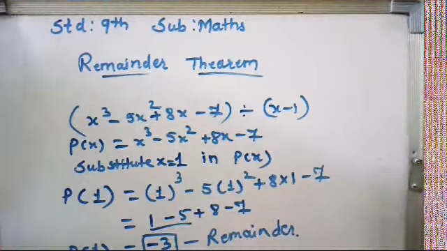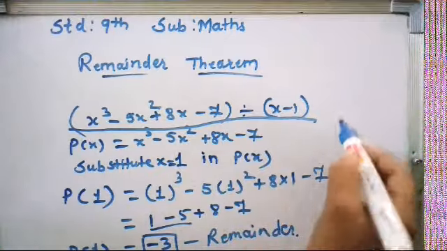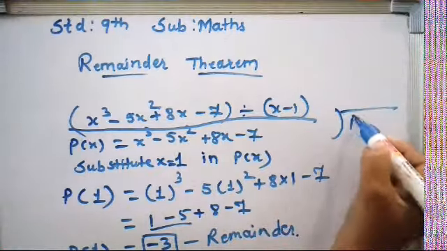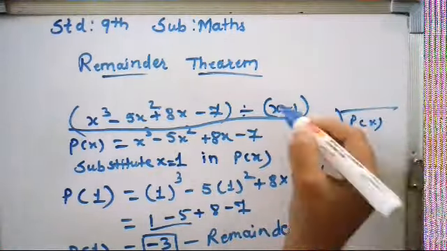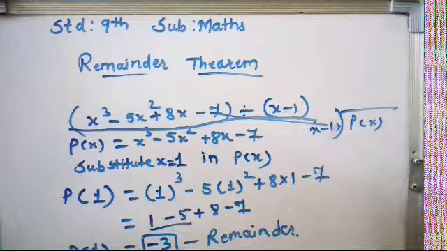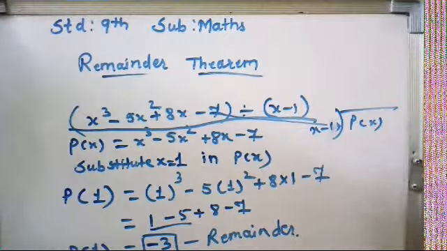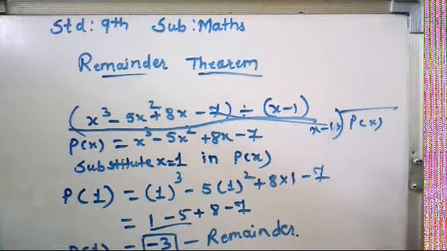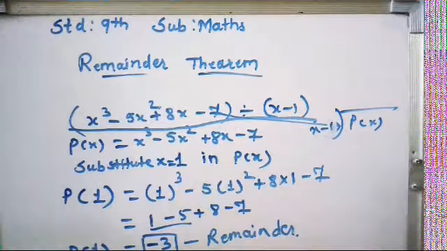So you can check this by doing the long division method. It means by this method you have to put this p of x here as the dividend, and divide this by x minus 1, then you will get the remainder minus 3 only. Okay, so like this you can find out the remainder.